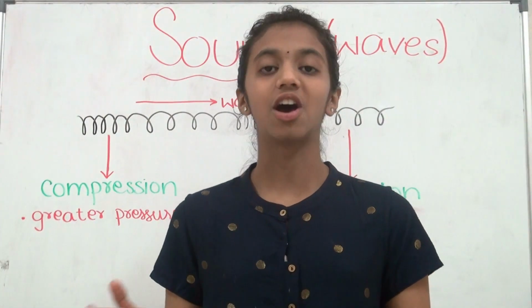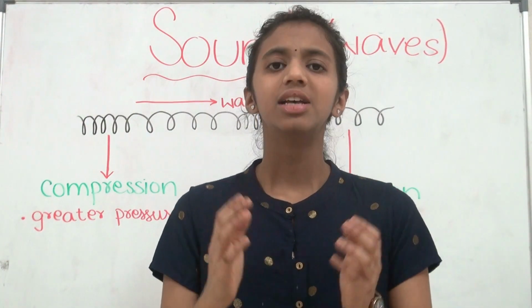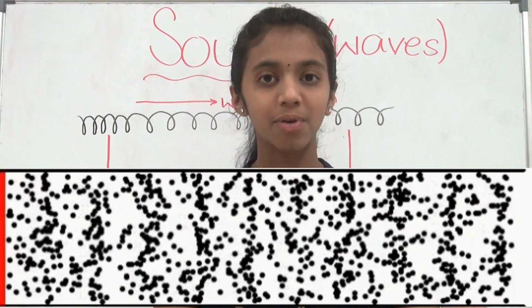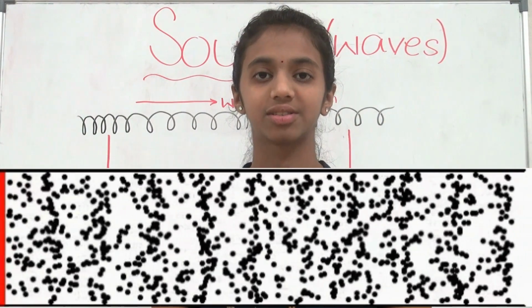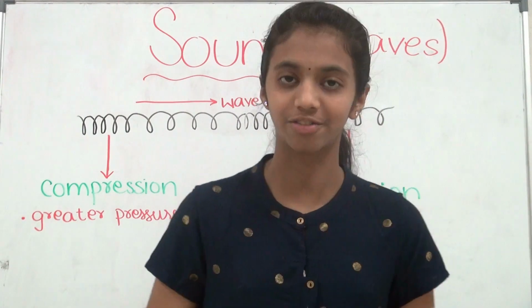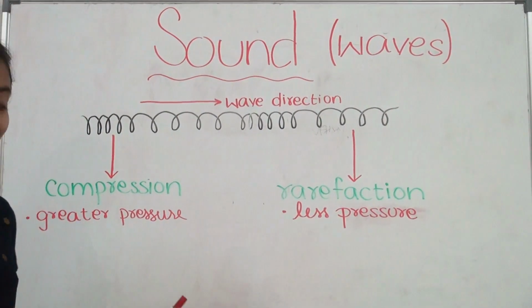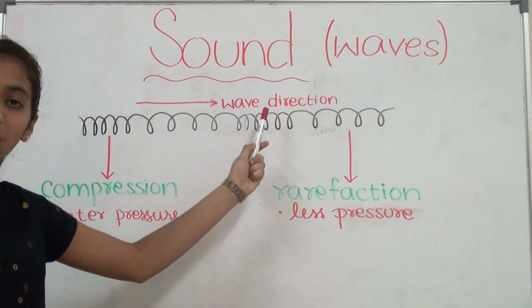So sound waves are an example of longitudinal waves. Sound waves have compressions and rarefactions. Let us look into a diagram of compressions and rarefactions. Here is a longitudinal wave, and this is the wave direction.